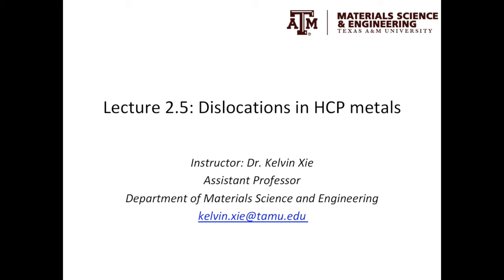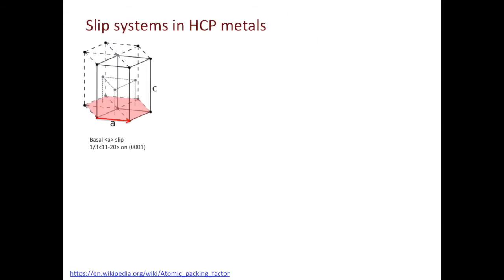In this video, we'll look at the dislocations in HCP metals. Since HCP metals have lower symmetry compared to FCC and BCC metals, the dislocation activities will be more complicated. A commonly observed slip system is the basal slip. The basal 0001 plane is shaded in red, and this arrow shows the Burgers vector.